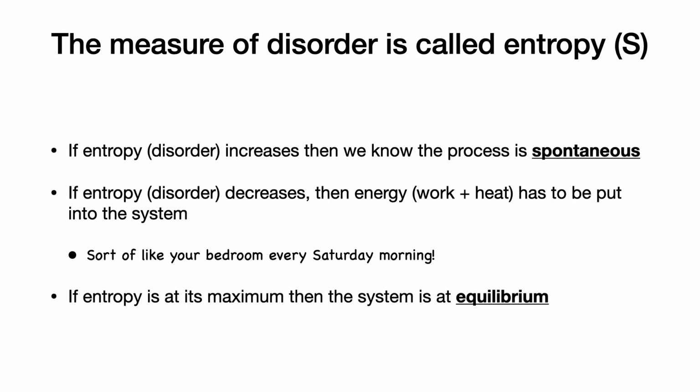So what is disorder? The measure of disorder we call entropy, and we use the letter or symbol S. If entropy is increasing, then we know that the process is spontaneous. That is, if disorder is increasing in the system that we are investigating, then we know that the process is spontaneous. If entropy or disorder decreases, then energy, either work or work plus heat or heat, has been put into the system to create this greater order of the system.